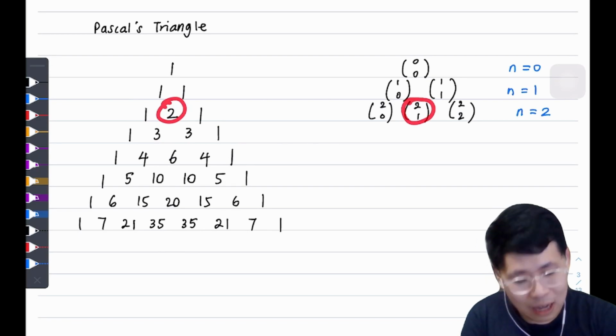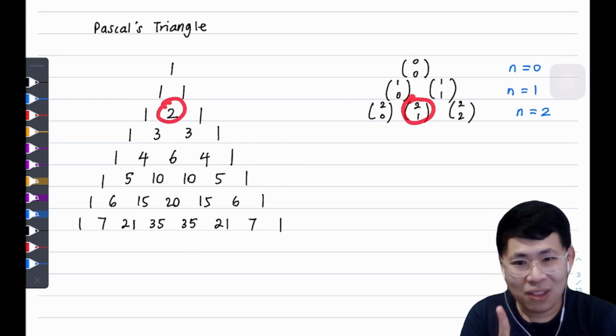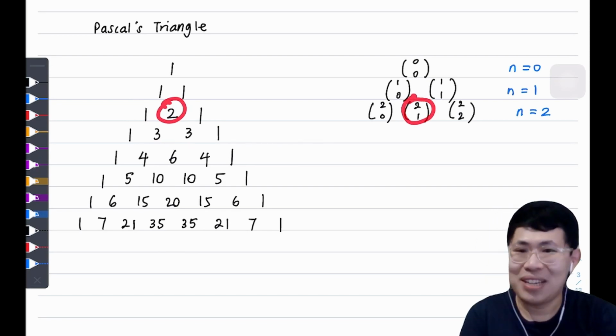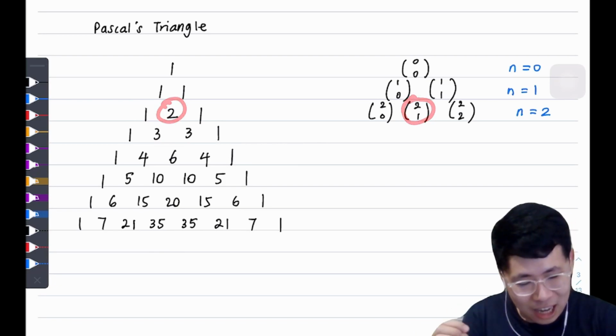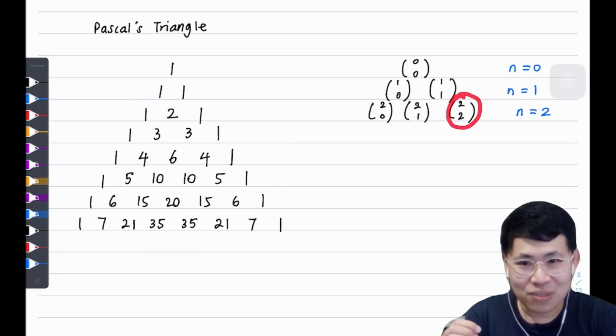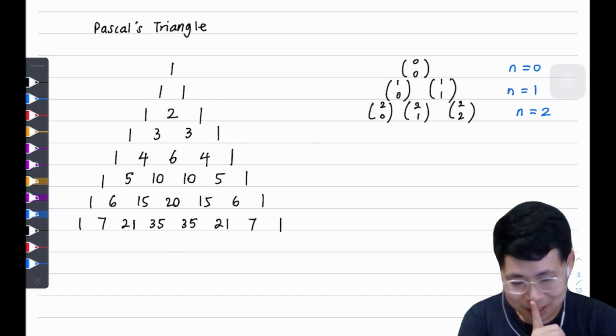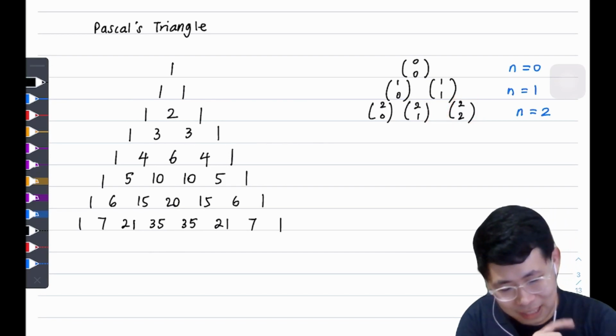2 choose 1: how many ways to choose one object from 2? Just 2 ways, it's either A or B, right? How many ways to choose 2 objects from 2? Only one way to do so. Now, let's take a look at the next one.